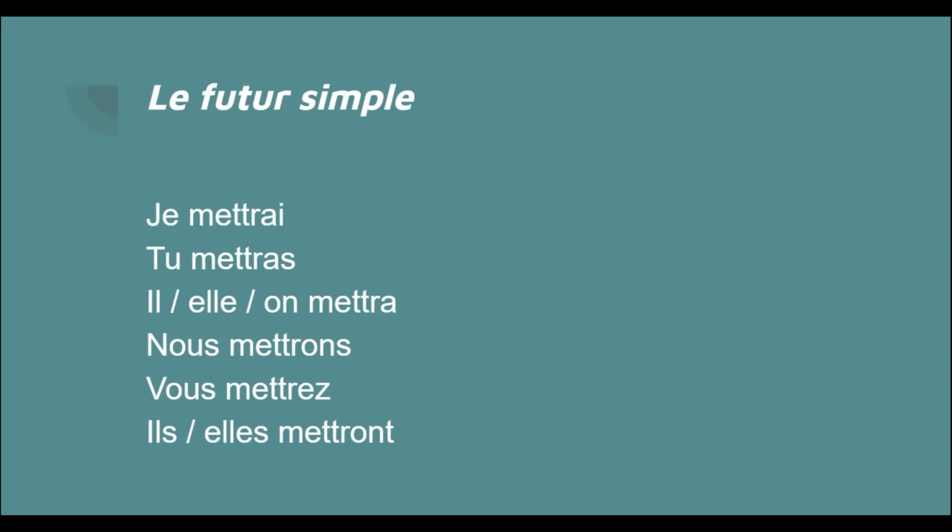For le futur simple, in this case, we just keep the infinitive, removing the E at the end, and we add the endings AI, AS, A, ONS, EZ, and ONT. Je mettrai, tu mettras, il, elle, on mettra, nous mettrons, vous mettrez, ils, elles mettront. So again, je mettrai, tu mettras, il mettra, nous mettrons, vous mettrez, ils mettront.